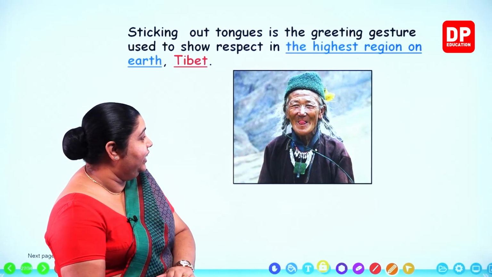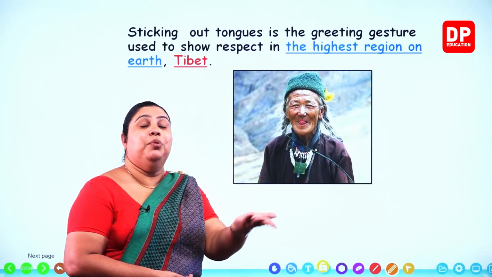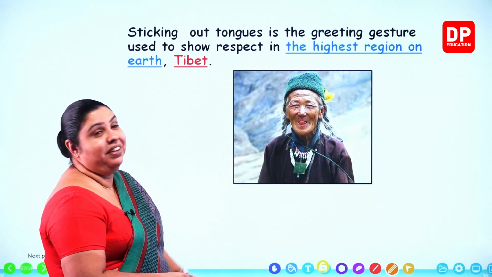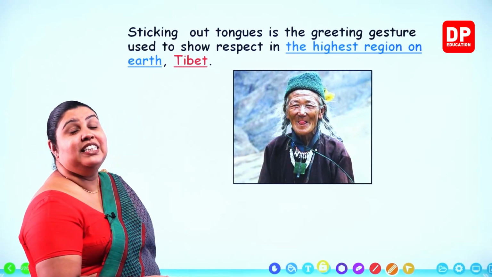This is how they greet in Tibet. They just put their tongue out, sticking it out is the way they greet each other, and this happens in Tibet.